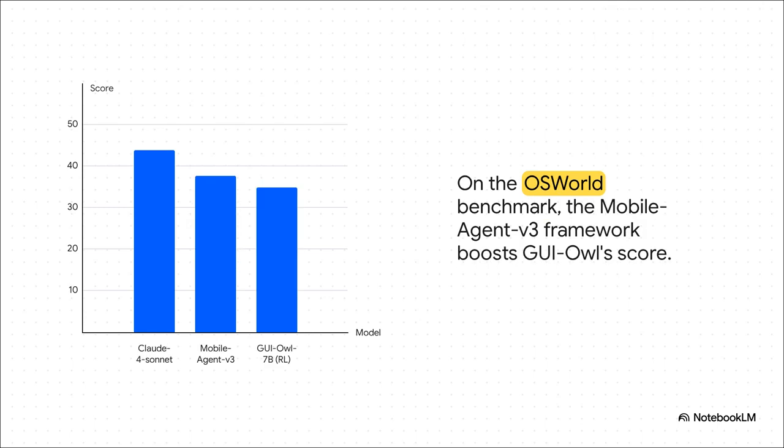Okay, next up, the OS World Benchmark for desktops, and it's a pretty similar story. The basic GUI-Owl model is already playing in the big leagues. But what's really cool is that when you plug it in as the brain for another specialized tool, its performance gets an even bigger boost. That just goes to show you how flexible and powerful this thing is.